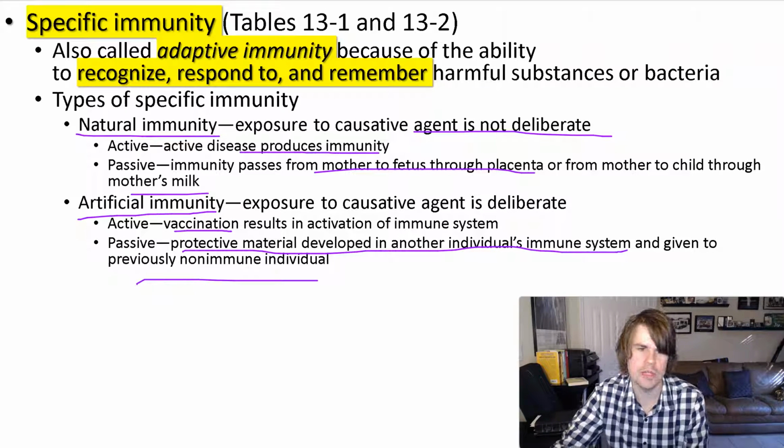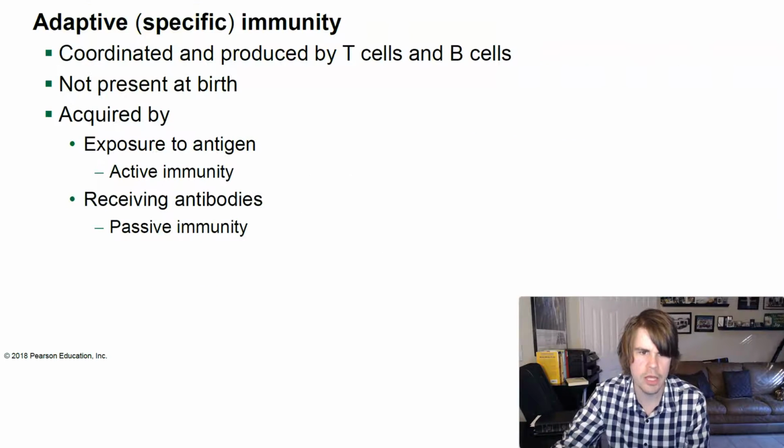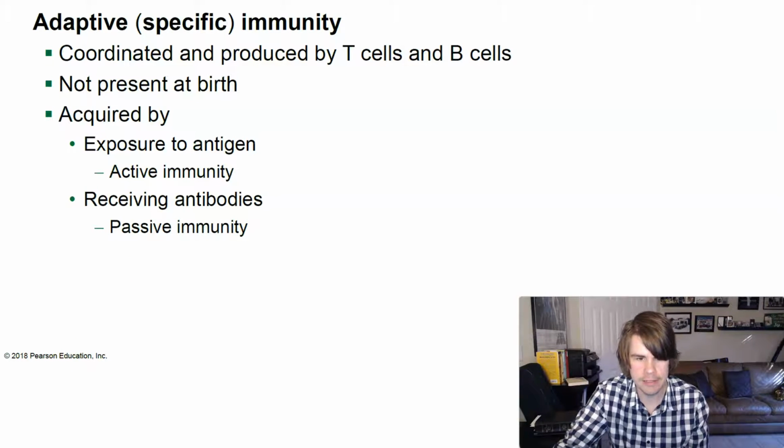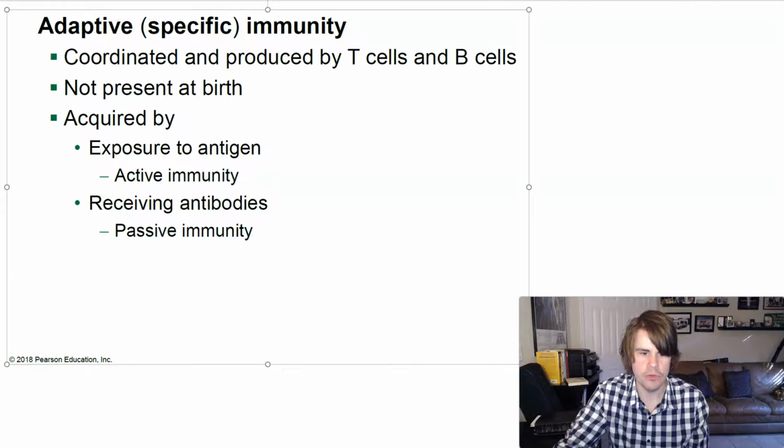You need to know the difference between natural and artificial specific immunity. Adaptive immunity is coordinated and produced by T cells and B cells. It's not present at birth. It's acquired by either exposure to an antigen, which would be considered active, or receiving antibodies, which would be considered passive. So active versus passive.